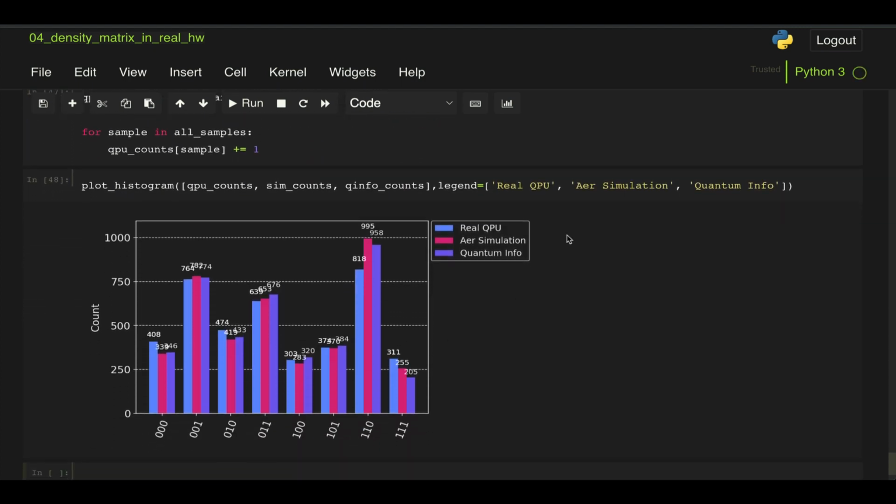So for real quantum hardware, for the Aer simulator, and for quantum info, here we can see that all of them match relatively well, which goes to show that this method of first decomposing a density matrix into its spectral decomposition, then running circuits where we initialize them using the eigenvectors of that decomposition, and then sampling them using the eigenvalues of the decomposition, can give us an evolution of a density matrix through real hardware.